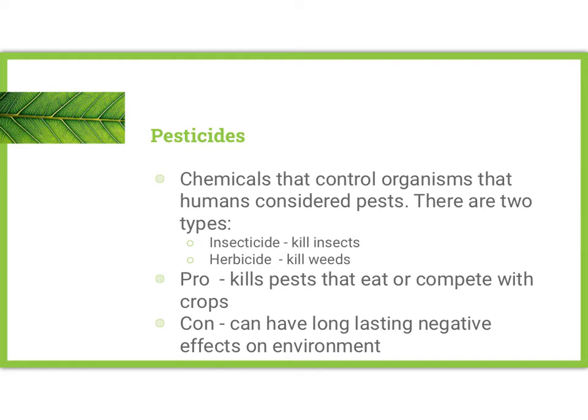A pro of using pesticides is it kills pests that eat or compete with crops. So pests that eat them would be insects, maybe like grasshoppers, or compete with them could be weeds. A con is that pesticides can have very long-lasting negative effects on the environment.